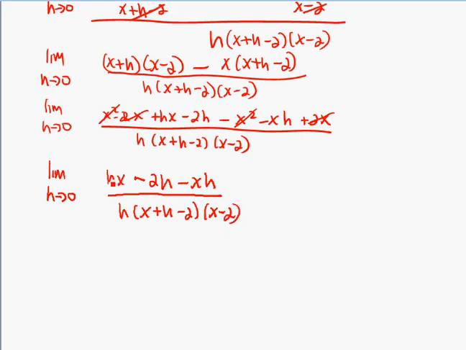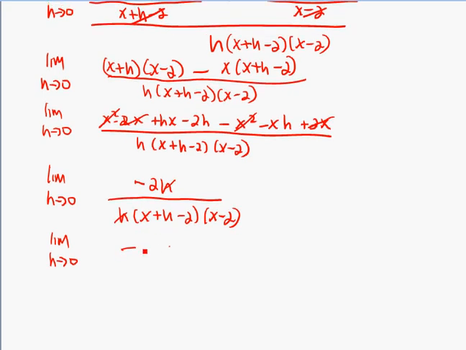Notice we have a common factor of h and h in the denominator. So again, if the h in the denominator doesn't cancel out, you did something wrong. So factor an h out. Oops, I should have canceled out these hx's. Those two should have canceled, so I'm just left with negative 2h. So these two h's cancel, and I'm left with negative 2 over x plus h minus 2, x minus 2.